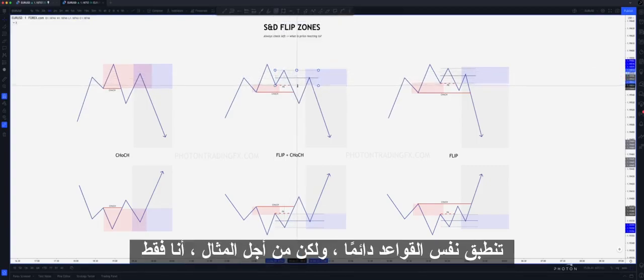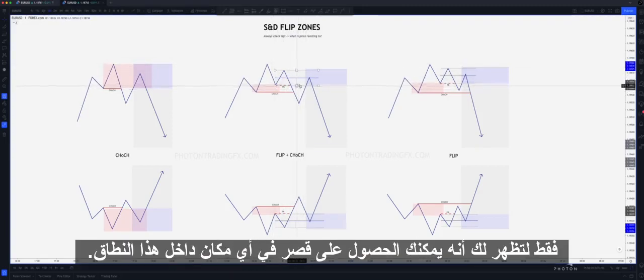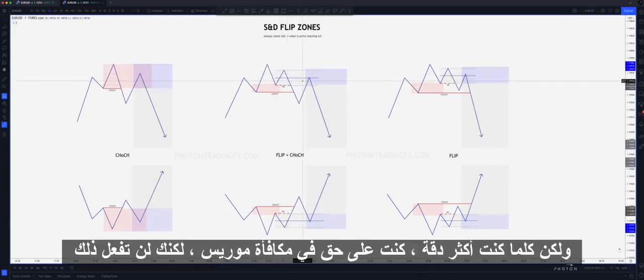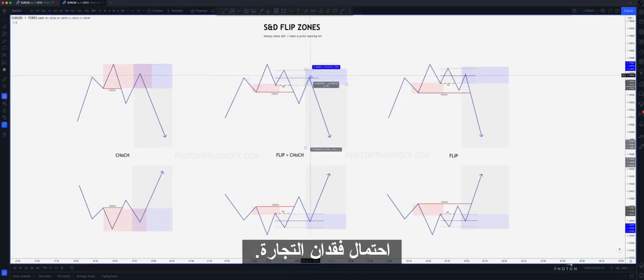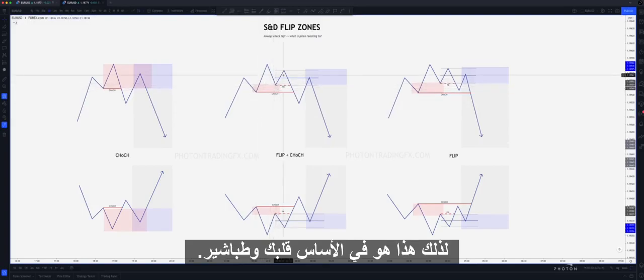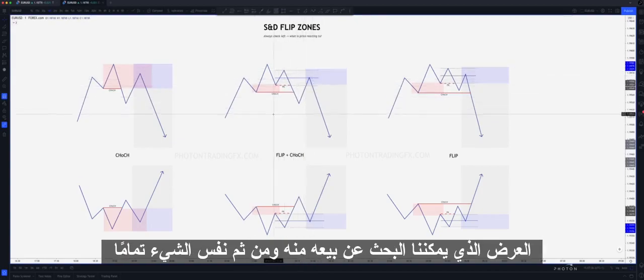The same rules always apply, but for the sake of the example, I'm just going to keep it to the whole range, just to show you that you can get short anywhere within that range. It's all valid anywhere within that range, but the more refined you are, the more risk reward, but more increased probability of missing the trade, okay? And that is how we look to get short. So that's essentially your flip and your chalk, looking for that battle between buyers and sellers, looking for the breaker structure, and then that's our area of supply that we can then look to get short from.